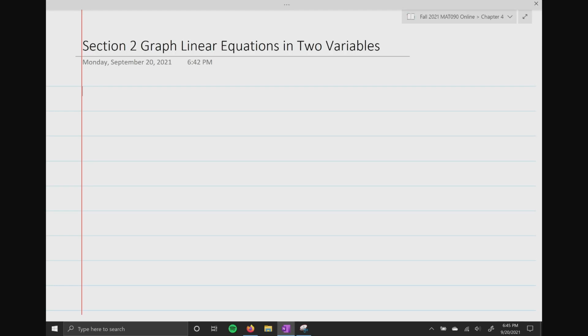Okay, so here we go in Chapter 4, Section 2, which is focused on graphing linear equations in two variables. So the first thing I want us to be able to do is recognize the relationship between solutions of an equation and its graph, okay? So real quick, I'm just going to write this real fast. I'm going to write 3x plus 2y equals 12, okay?